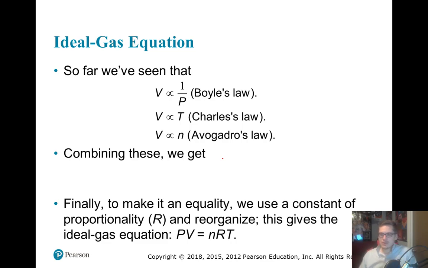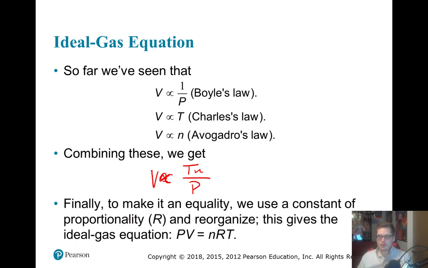Okay, so specifically, Boyle's law told us that volume and pressure were inversely related to one another. Volume and temperature were directly related, and volume and moles were directly related to one another. So if we combine all these, then we get this idea that our volume is proportional to T times n over P. Now, this is a proportionality, and this is just combining all of these gas laws, right?